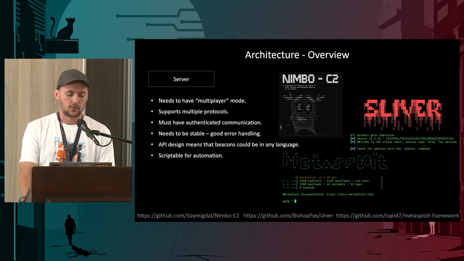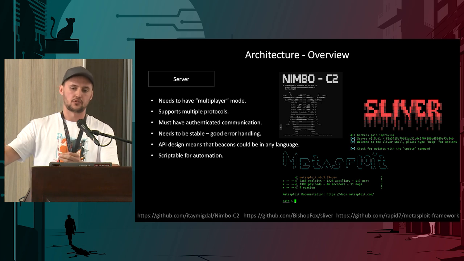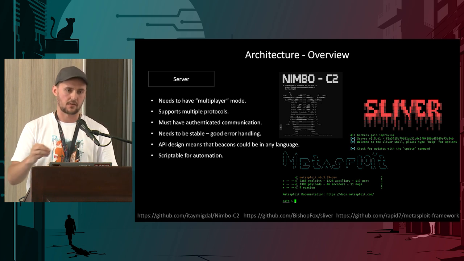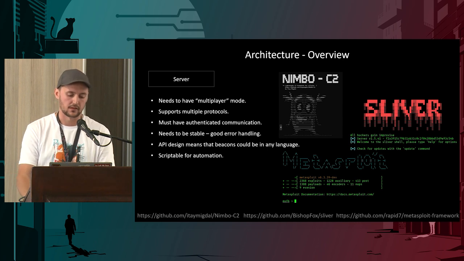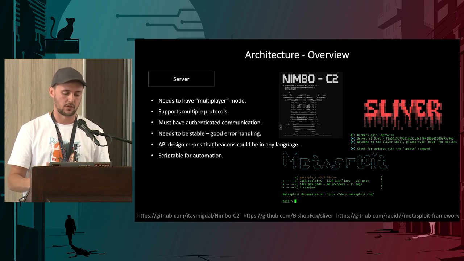Support multiple protocols. So you have your beaconing protocols, which is normally HTTP, HTTPS, and DNS. And then you have your peer-to-peer, which you use for internal, if you need to pivot from one machine to another machine, which is normally SMB, or it could also be TCP or UDP or anything. As long as it works, normally it can support multiple protocols, not always, depending on what your goals and objectives are.